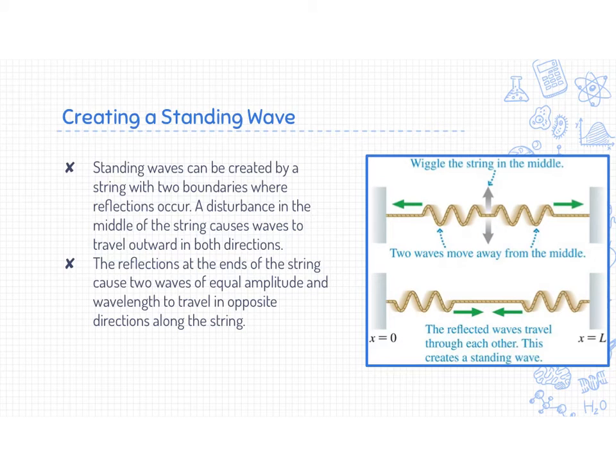So a standing wave can be created by a string as long as we have two boundaries. And in the picture, there was an oscillator going up and down, sending these waves out. They bounce off the wall and they come back, and then those interfere with each other. And as they bounce, they create identical waves going backwards. So that's how we get identical waves going back and forth.